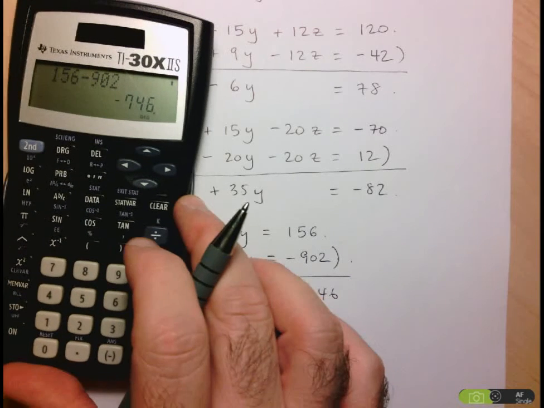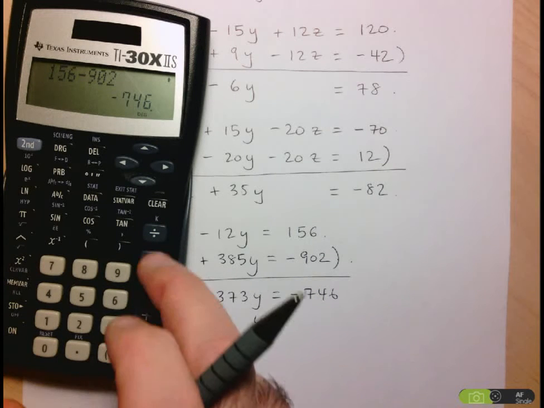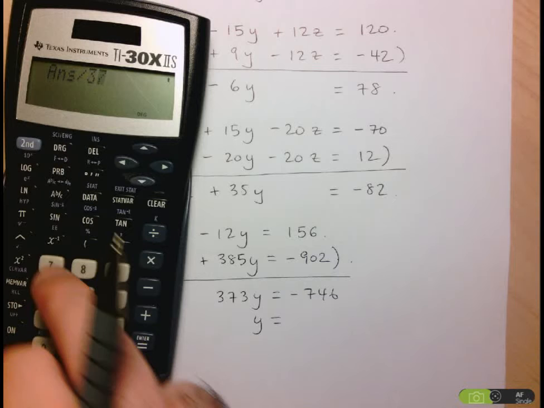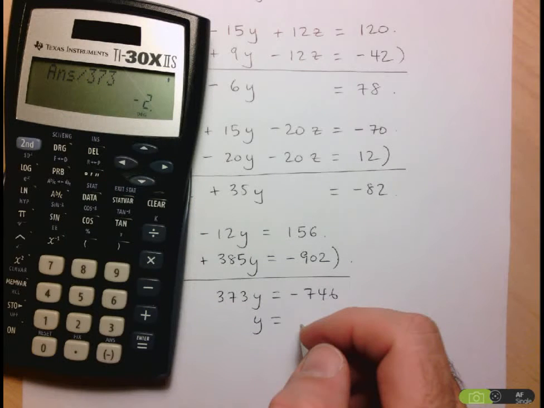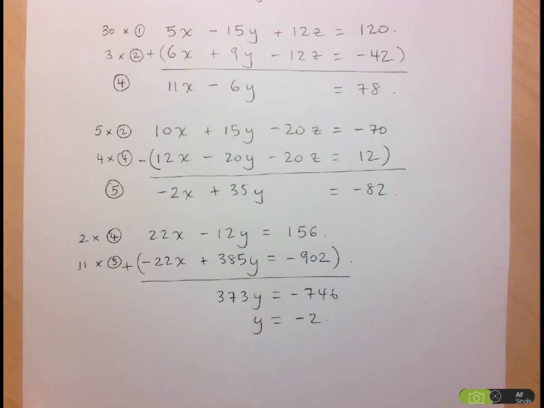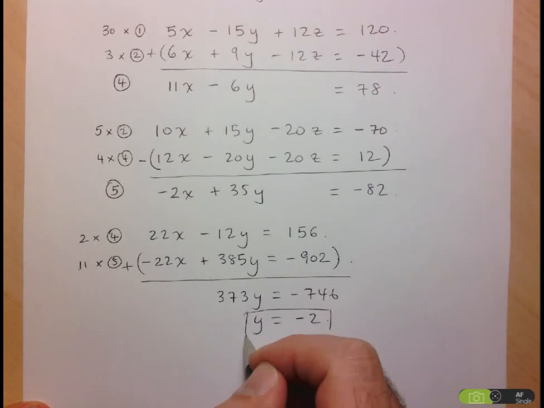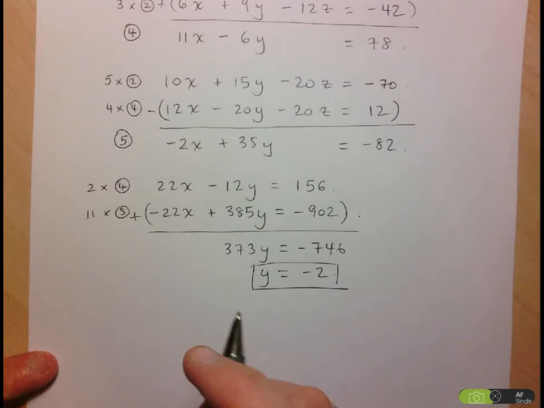Okay, and since I have the calculator here, to solve for y I'm just going to divide by 373. Oh, and lo and behold, we get a very nice small number. Okay, how lucky was that? So now we have our y value. We've solved 1/3 of the problem. Okay, so let's go and get our x value.